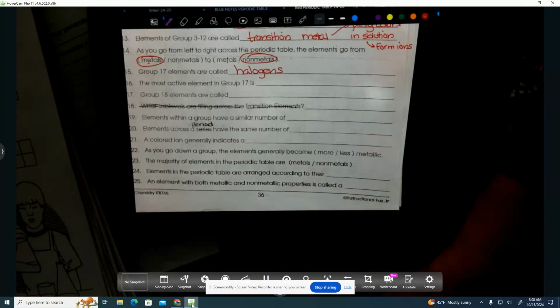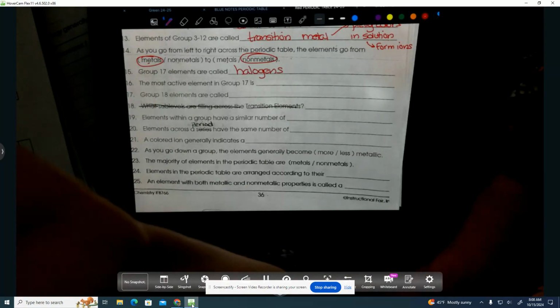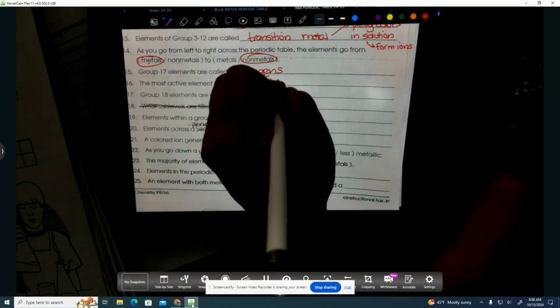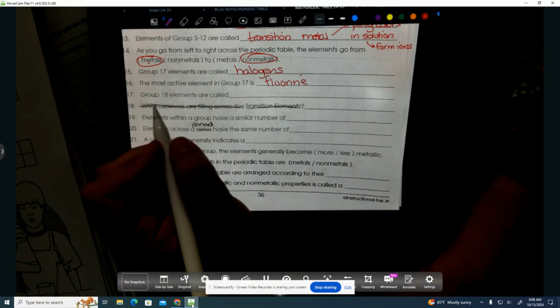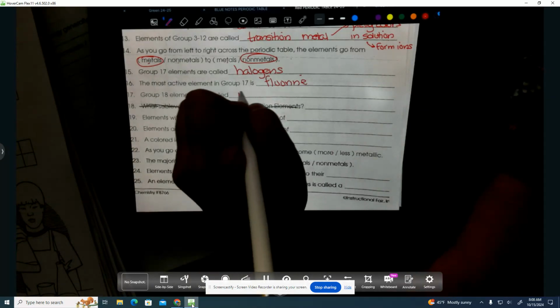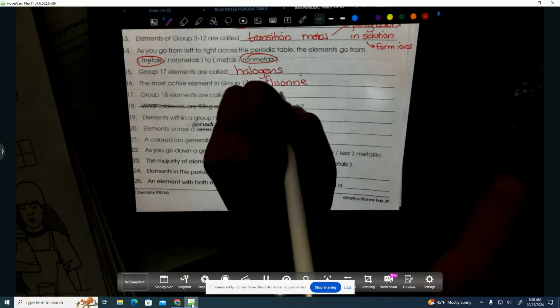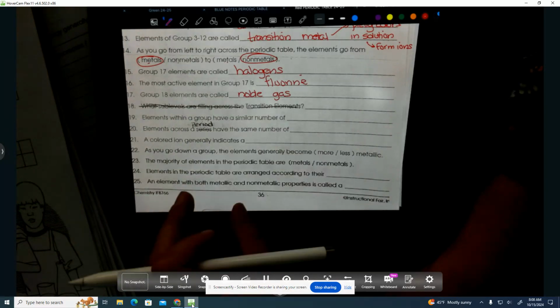The most active element in group 17, fluorine. He's the bully. Okay, group 18 are called the, James? Noble gases. 18 I crossed off.